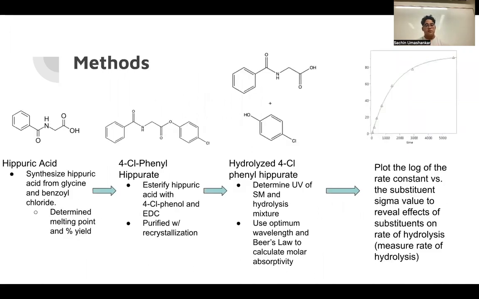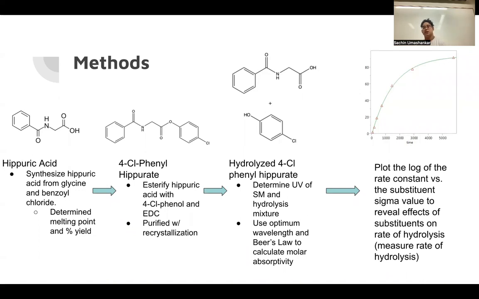Okay, so in the first part of the experiment, like I said, we synthesized the hippuric acid using glycine and benzoyl chloride. We did so by swirling the mixture in a beaker. There was also an alkaline catalyst present. Once the alkaline pH was reached and the color turned to a clear, whitish yellow, we knew that the reaction was done.